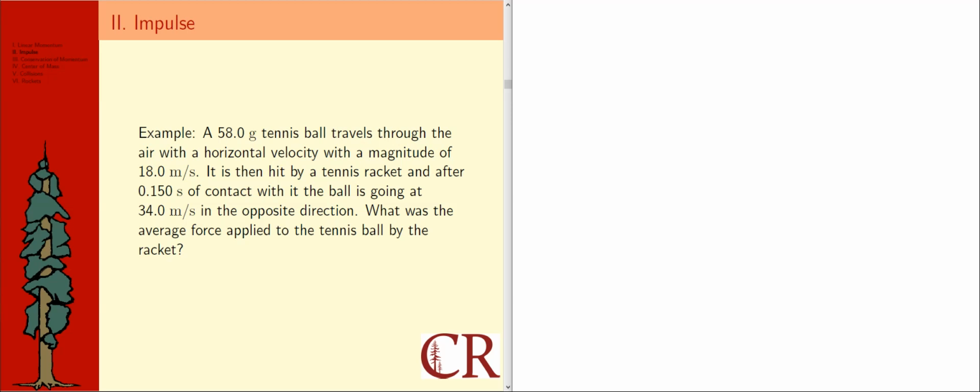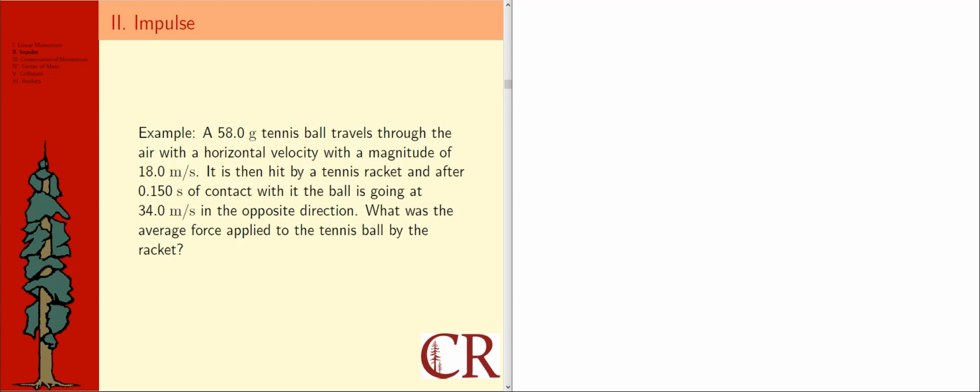A 58-gram tennis ball travels through the air with a horizontal velocity with a magnitude of 18 meters per second. It is then hit by a tennis racket, and after 0.150 seconds of contact with it, the ball is going at 34 meters per second in the opposite direction. What was the average force applied to the tennis ball by the racket?